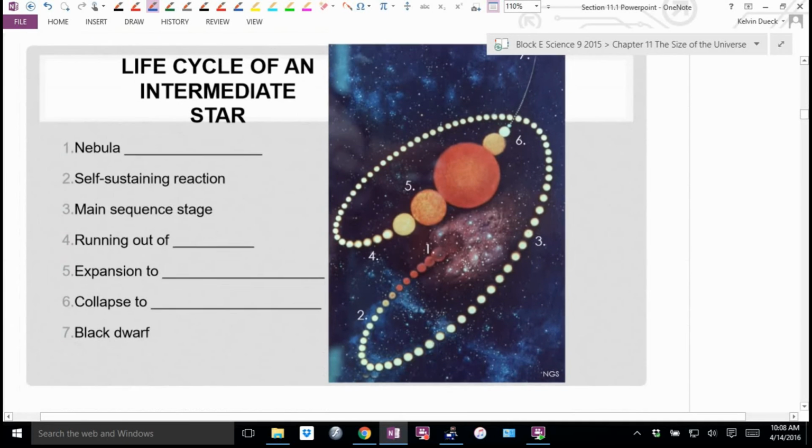Here's a fairly intermediate star. This is a picture I stole from your textbook. How does a star start out? Well, the first thing that happens is you have a nebula collapsing. A nebula collapses. That's situation number one. What's a nebula? A massive, how massive? Like bigger than our solar system massive. A massive cloud of gas and dust and debris.